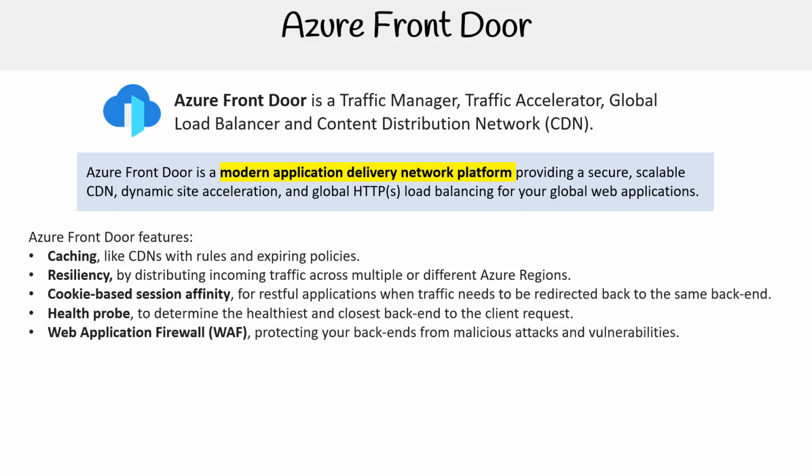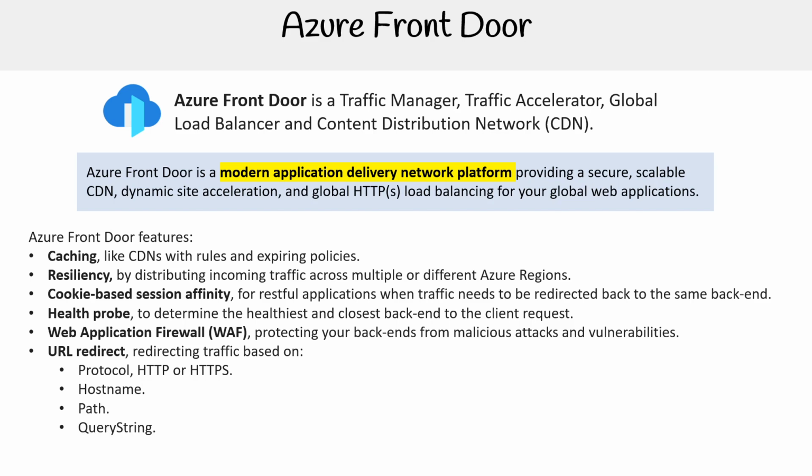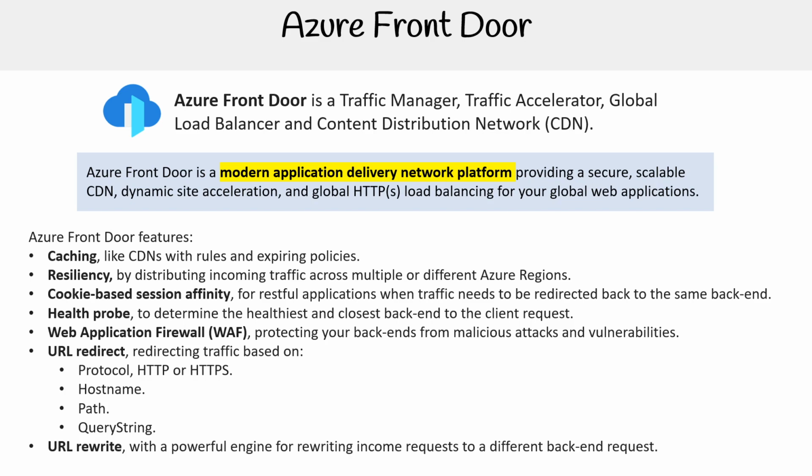It can have a WAF attached to it, so protecting your backends from malicious attacks and vulnerabilities. I believe that is using Azure's WAF policy, so you're just basically attaching a policy to that. URL redirect, so redirecting traffic based on a variety of things, so protocols such as HTTP or HTTPS, the host name, the path, the query string. Not just that, there's a lot of stuff in there. URL rewriting, so with a powerful engine for rewriting incoming requests to a different backend request.